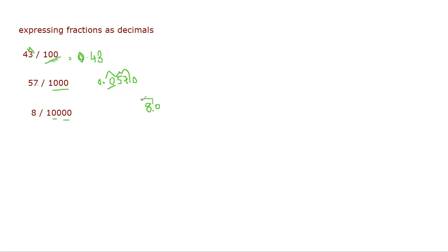So it would be 1, 2, 3, 4. So this decimal would be placed here, and there are 3 blank spaces left now. So we are going to write zeros here. So the answer would be equal to 0.008.